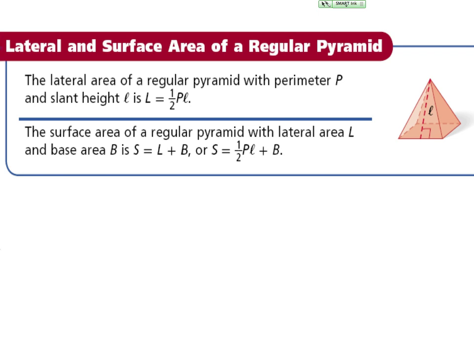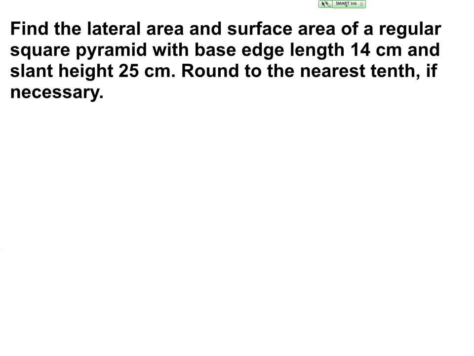All right, let's try a sample. All right, if you're drawing a square pyramid, that's what this one is. Let's fill in some numbers for your example. It says find the lateral area and the surface area of a regular square pyramid. The base edge is 14. So if you were drawing that picture, put 14 on every edge of the base.